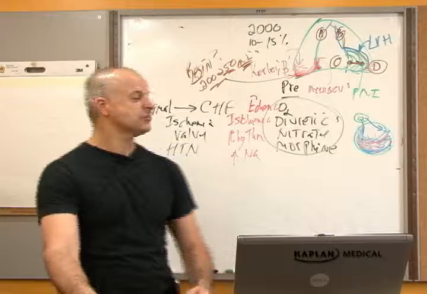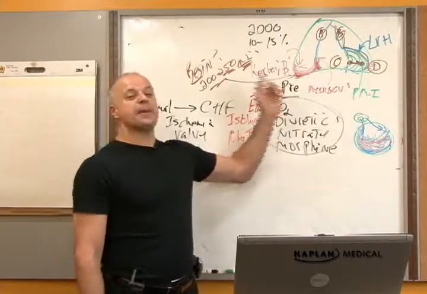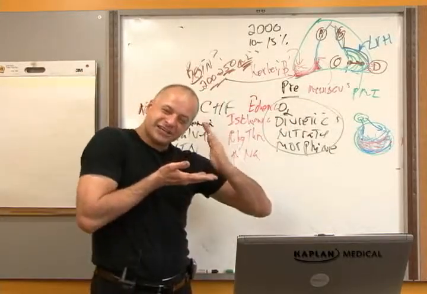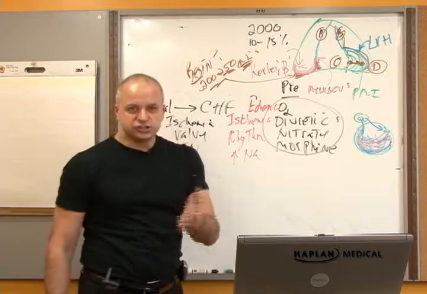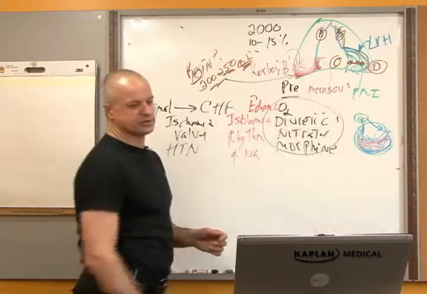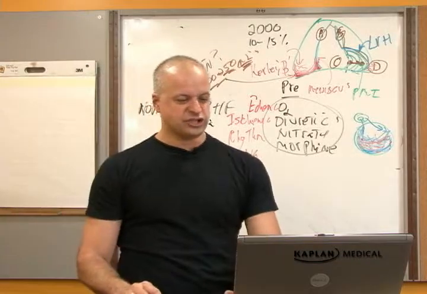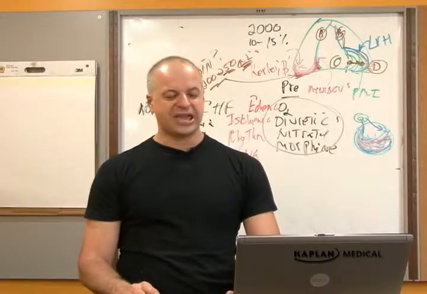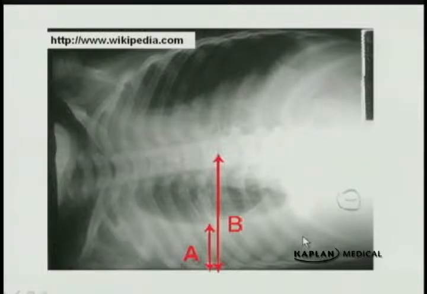The PA is much less sensitive. To even begin to see blunting of the costophrenic angle, you need 200 to 250 milliliters. This is a huge amount of fluid. This could be half a gallon of fluid in there. Pleural effusion.